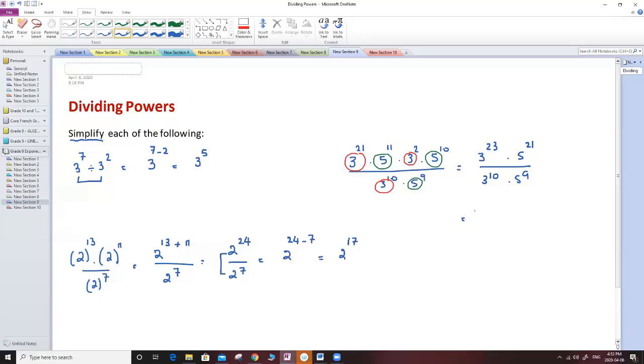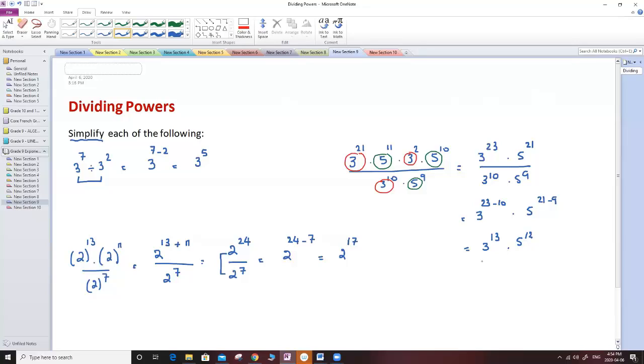I'm dividing, that means I subtract the power or the exponent. So it's going to be 23 minus 10 times 5, 21 minus 9. Now, 23 minus 10 is going to be 13. That means 3 to the power of 13 times 5, 21 minus 9. If 20 minus 9 equal 11, that means this one is going to be 12. This is how we can think about the subtraction.